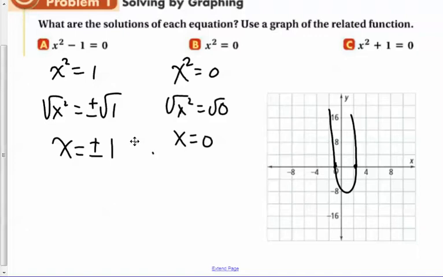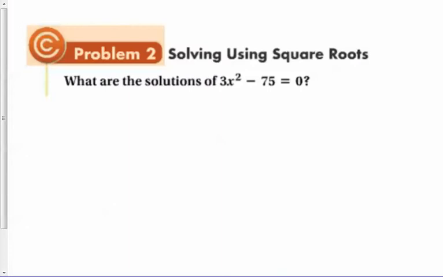Over here, if I subtract 1 and I get x squared equals negative 1, I have to say no solution, because I cannot take the square root of a negative number. Okay, and that's what leads into this one right here, using the square roots. So this one, you've got 3x squared minus 75 equals 0.